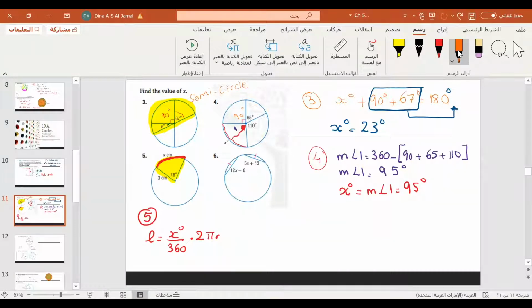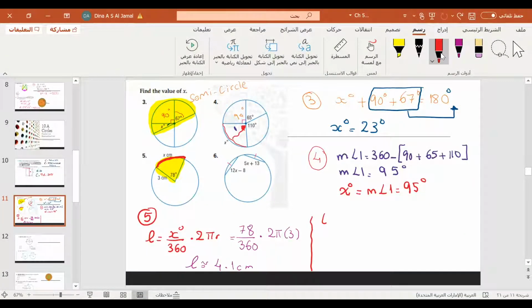So let's focus on this. What's your L? Let me write it up. So that means it's all about 78 over 360 multiplied by 2 pi by 3, which will be giving you a length of around 4.1 centimeter. Now let's go to the other question and pay attention to this question.